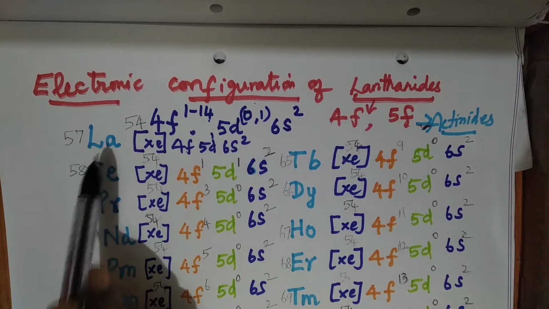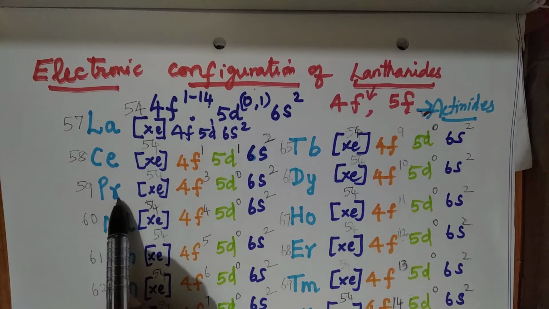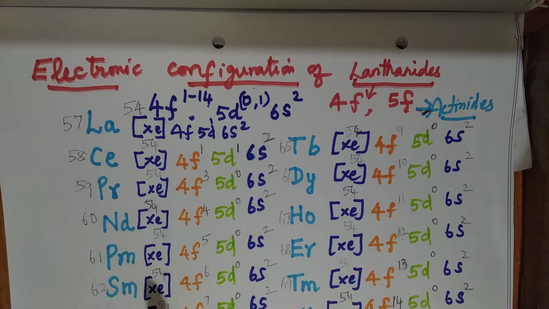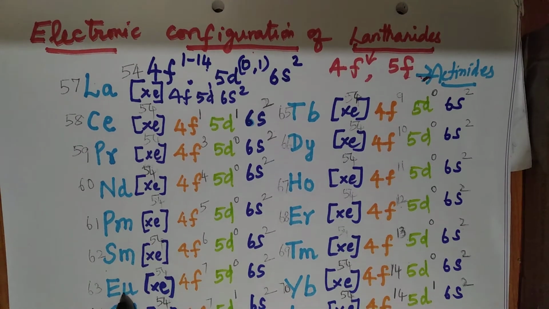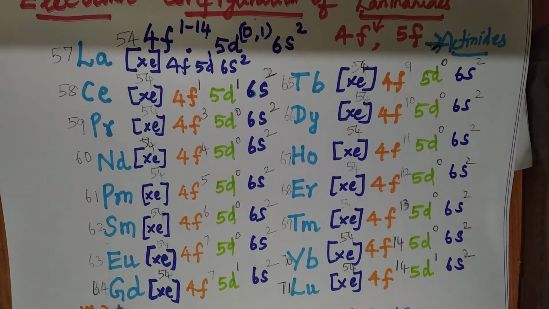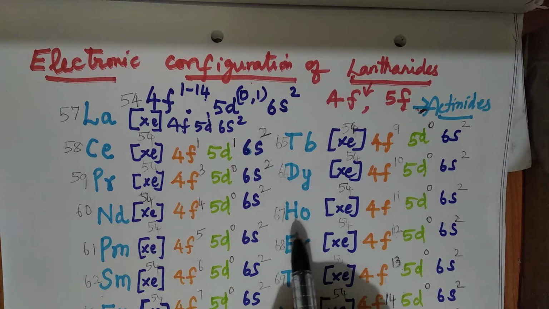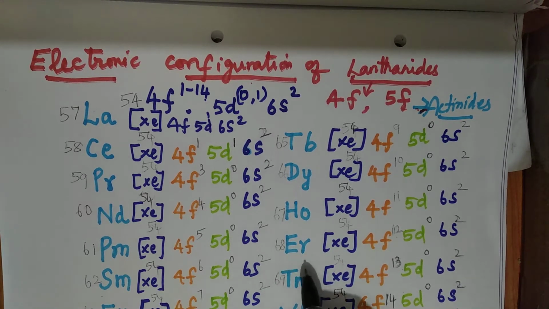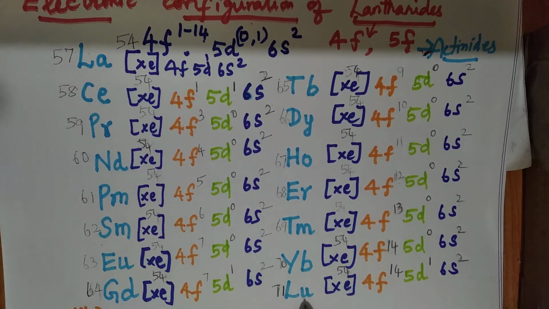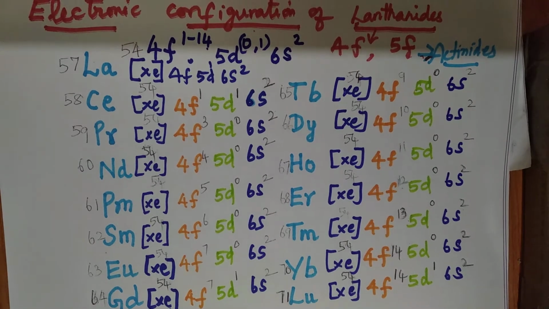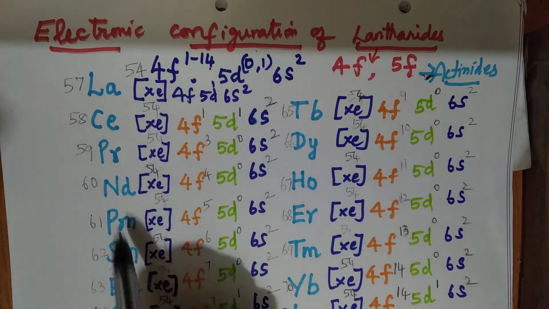La is lanthanum, symbol La. Ce cerium, Pr praseodymium, Nd neodymium, Pm promethium, Sm samarium, Eu europium, Gd gadolinium, Tb terbium, Dy dysprosium, Ho holmium, Er erbium, Tm thulium, Yb ytterbium, Lu lutetium. These are the basic things you need to know.